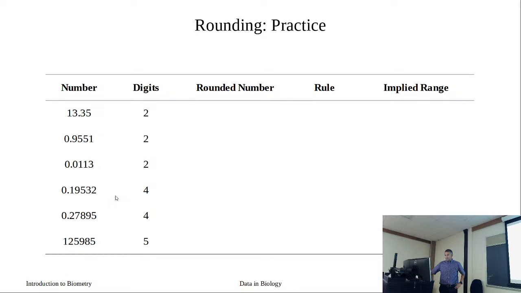All right. So here's our practice. Got these numbers. What I'm going to ask you to do is to round them to the appropriate number of digits. And this isn't significant digits. All right, so with our digits, we're rounding basically to the whole number. That's probably better. Round to the whole number.